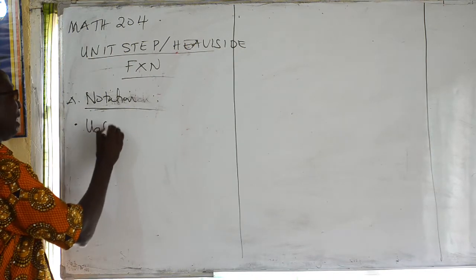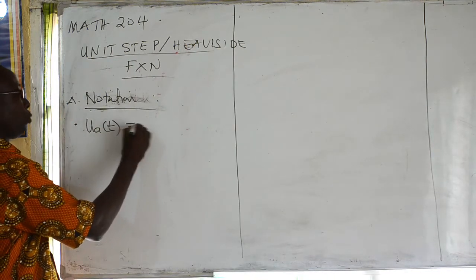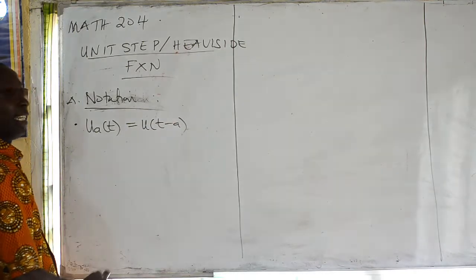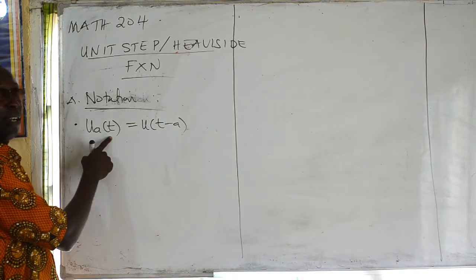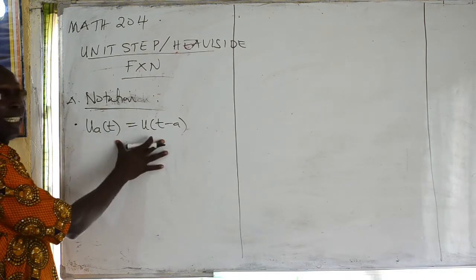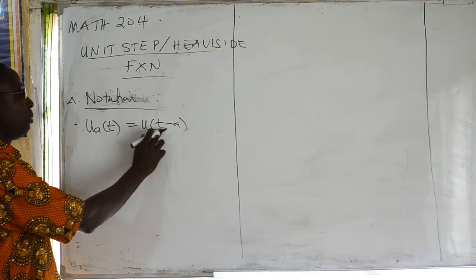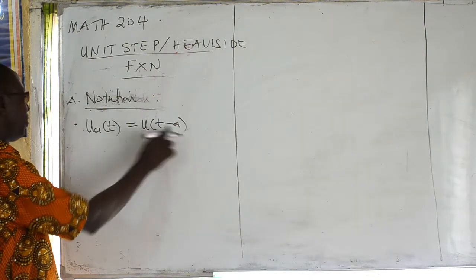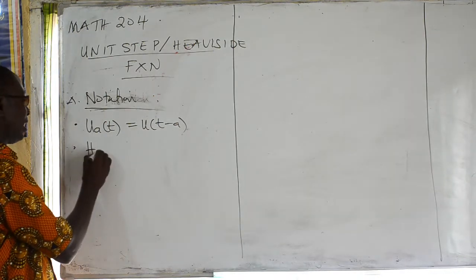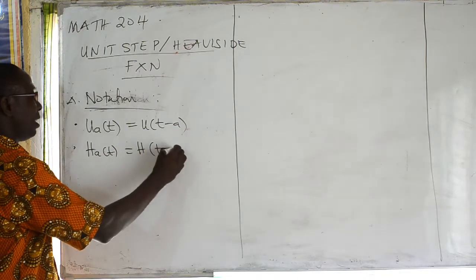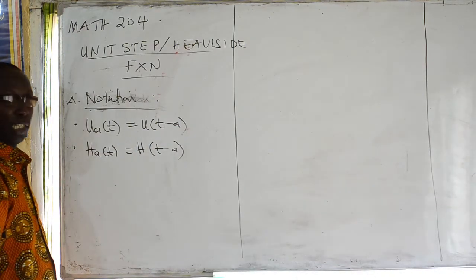U subscript a of t equals u(t minus a) is the unit step function, the mathematical representation. U subscript a of t, or u(t minus a), for the unit step. Or we can write H subscript a of t equals H(t minus a). So these are the notations.